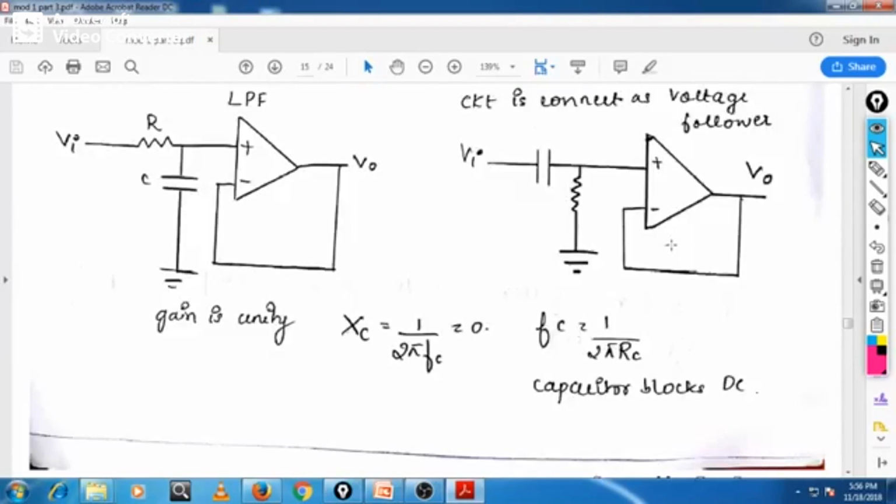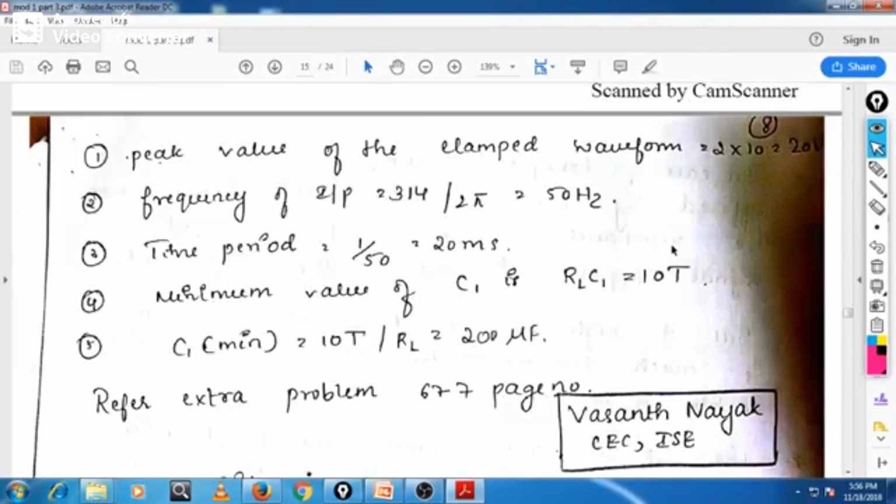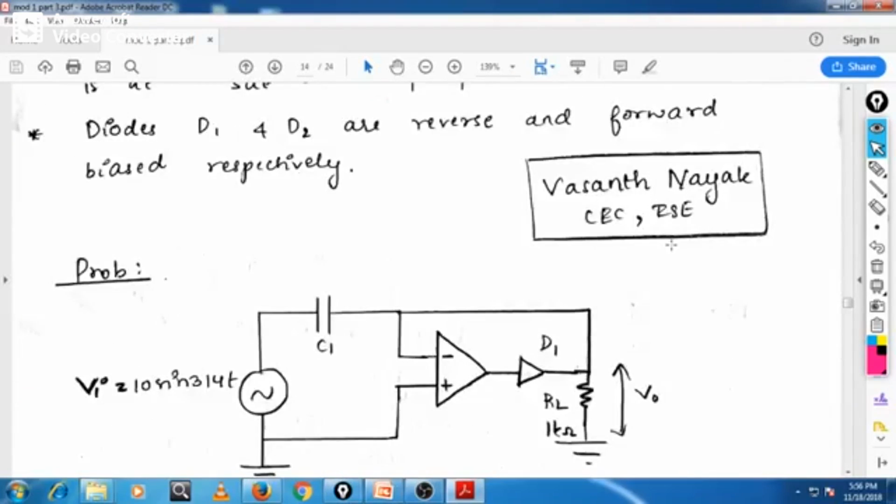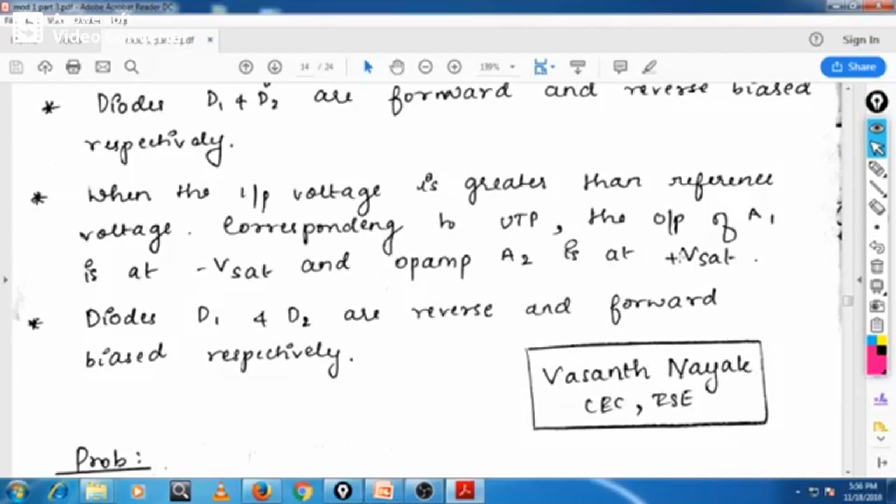So my dear students, we have completed all the applications of our operational amplifier. With this our operational amplifier concept is completed. The next topic is wave shaping circuits, where you will see the 555 timer and monostable and astable multivibrators. With that our first module will be over. Thank you.